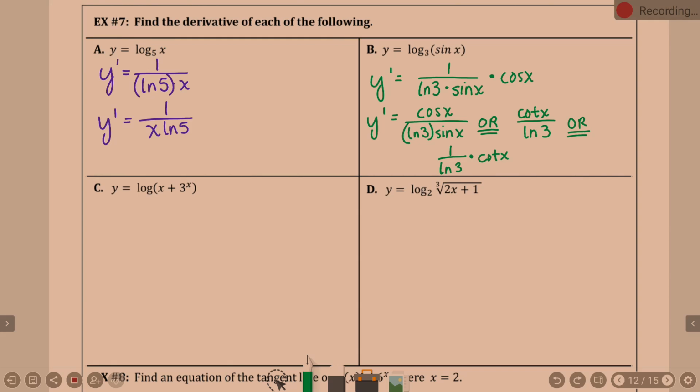Okay, so he's not going to like the next option I'm going to give. A cotangent on the top is equivalent to a what in the denominator? Tangent. So the other option is to say 1 over natural log of 3 times tangent x. They're equivalent.